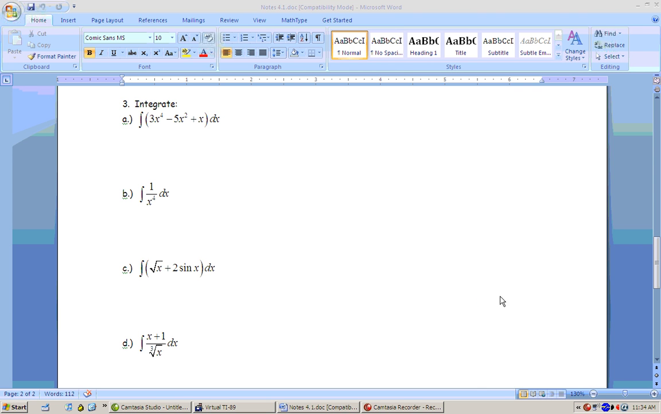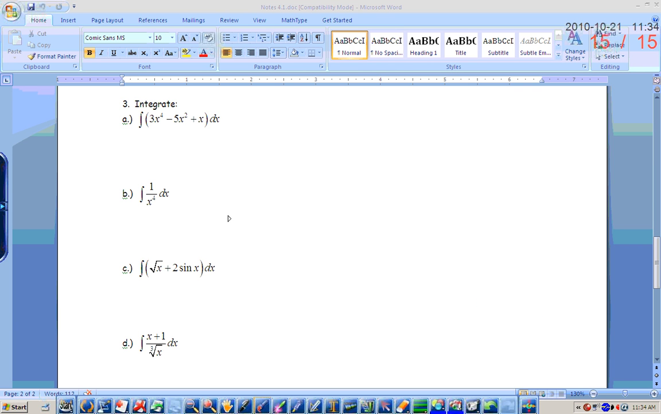Okay. This is the easy part. The back half of these notes are easier. The integral of 3x to the 4th. My new exponent needs to be what? 5.